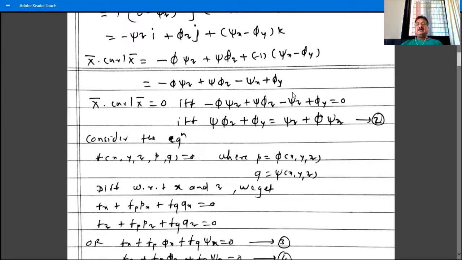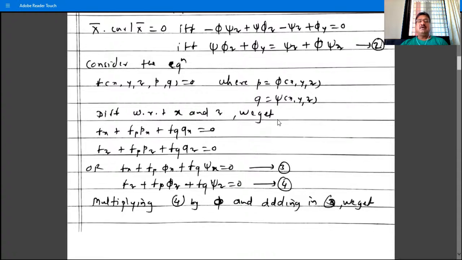It is not ψ_z, it is ψ_x. So the right side is ψ_x + φψ_z. Okay, so the value of this X̄ · curl X̄ is this, with a correction at this place. This is equation number 2. What is equation number 2? ψφ_z + φ_y = ψ_x + φψ_z.